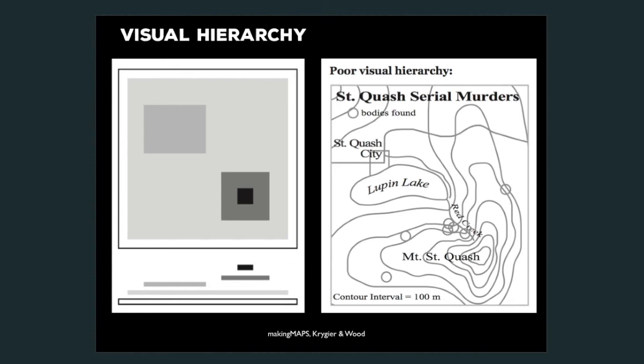So you have an intellectual hierarchy. This is what's important to me. This stuff is sort of contextual, and this stuff is background information. And once you have an intellectual hierarchy, you can design a visual hierarchy to match it. So you design the map to visually match your interpretation of the importance of the different elements in the map.